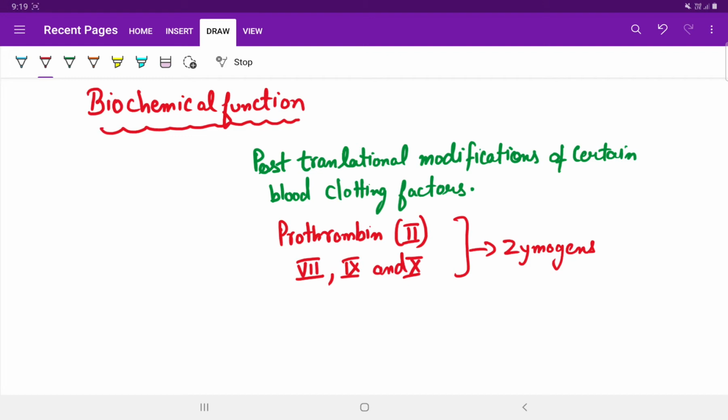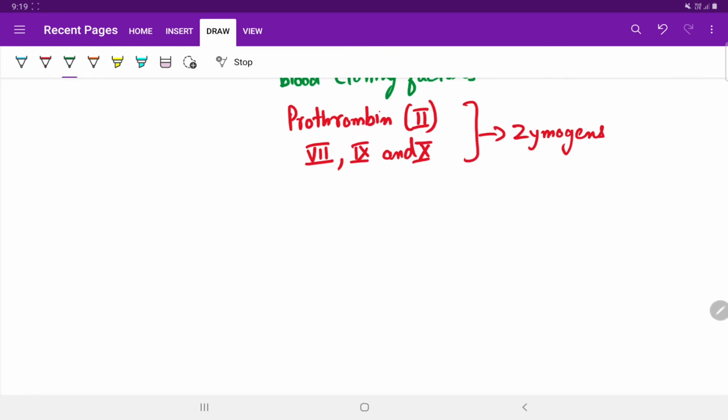So now let us see how this conversion takes place. First of all, let us draw the structure for the precursors of clotting factors 2, 7, 9 and 10. It's a complex structure, so students remember how to draw that. So a protein residue will be present. Next will be the glutamic acid residue in this. So this is the glutamic acid residue I am drawing here.